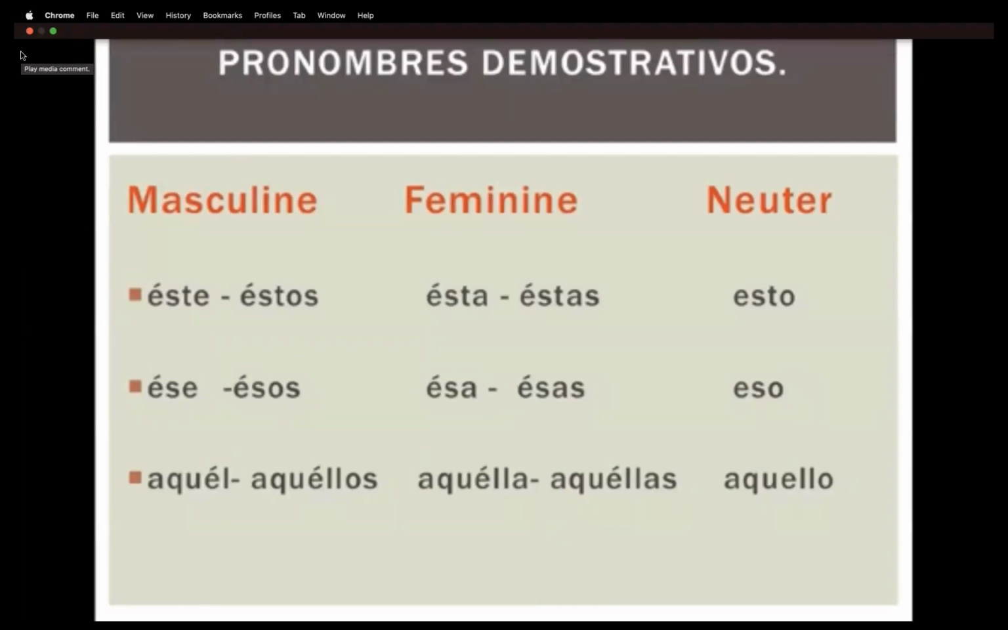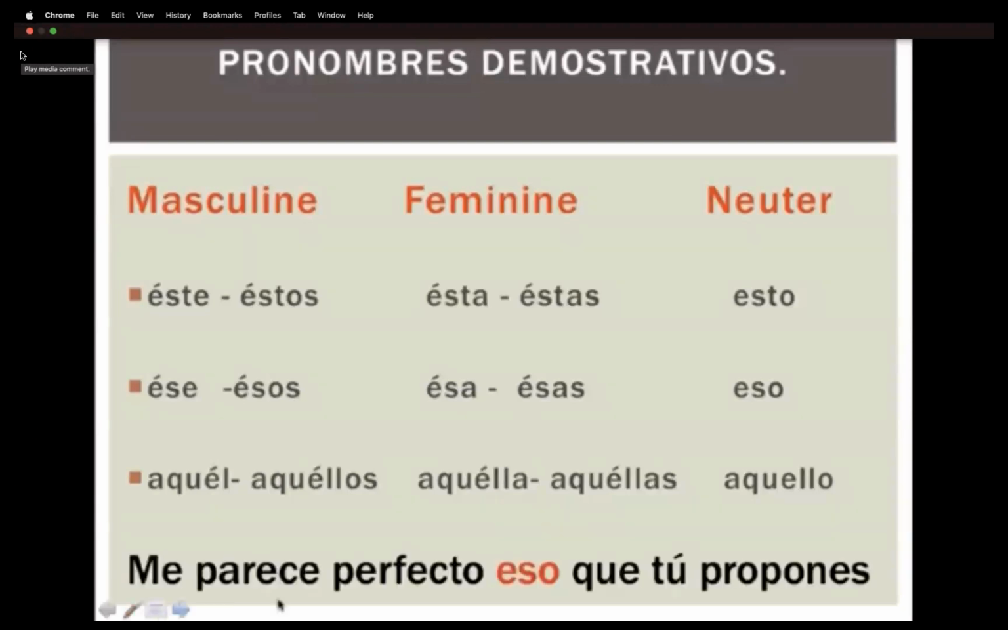They are used to point out ideas, actions, or concepts. They refer to unspecified objects or things. For example, me parece perfecto eso que tú propones. Something similar to, I think that what you are suggesting, or what you suggest, is perfect.